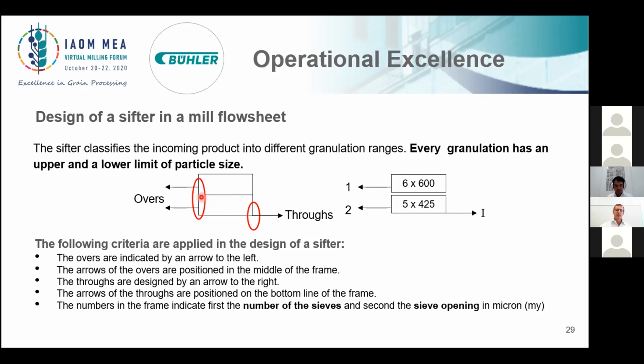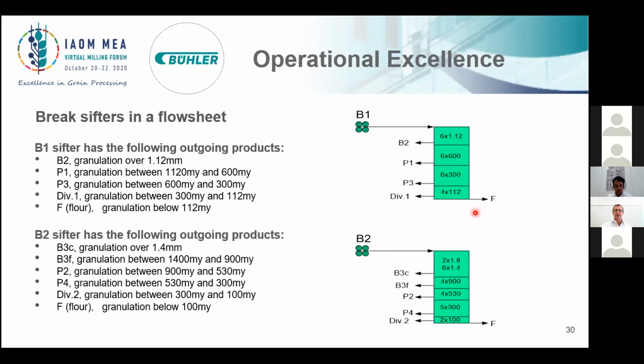Then the overs you don't put on the bottom line, you always put a bit higher up. So we know it's over, and the throughs are on the line. Then we have numbers, 6 times 600. What does it mean? You have 6 sieves of 600 microns. Goes down, you have 5 sieves of 425 microns. We have an over, and we have a through. So this is the basic language of a mill flow sheet.